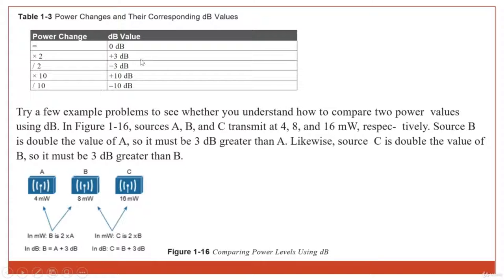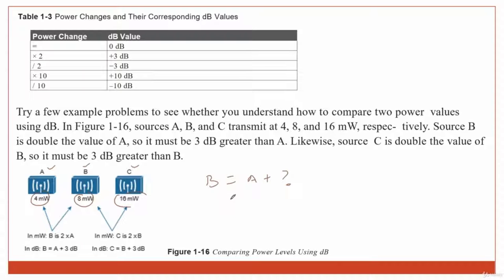But again, what does it mean? From this example, it will be 100% clear. So you can see in the bottom, that A, B, and C, their power consumption in milliwatt, 4, 8, and 16. Now, B is how much more than A plus?